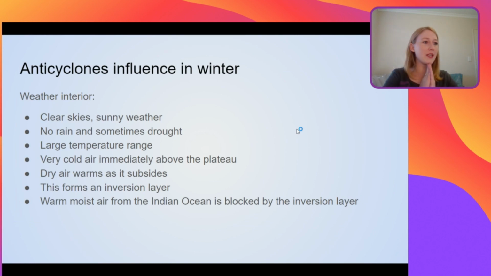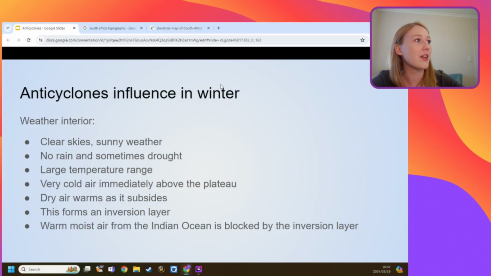Okay, let's see, are we missing anything? We have the dry air sinking, we have an inversion layer, and the moist air from the Indian Ocean is blocked by the inversion layer. And it is important to note why we want the moist air from the Indian Ocean and not the Atlantic.